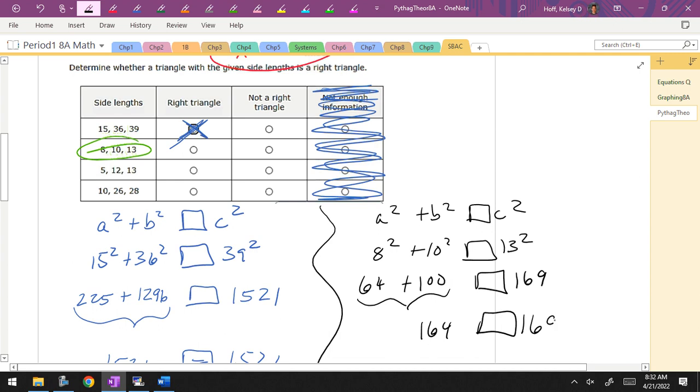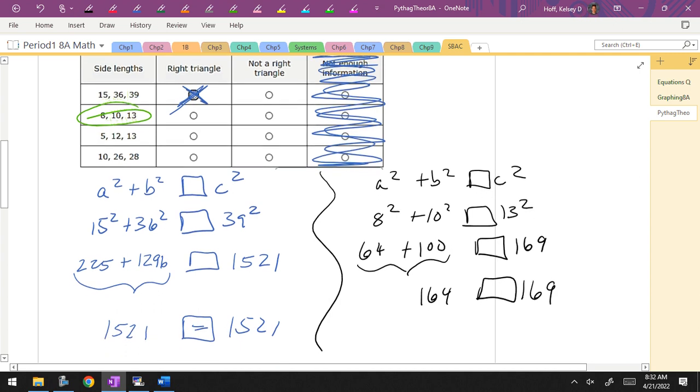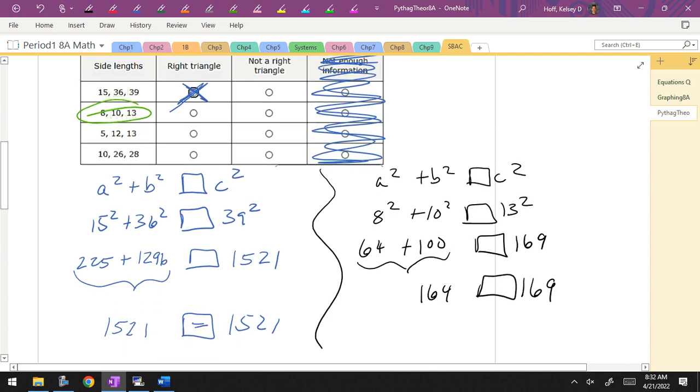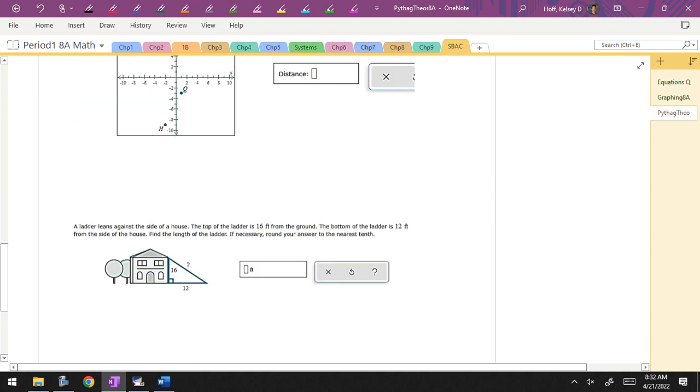I got 164 on the left and 169 on the right. So what does that tell you? Not a right triangle. Very good. We're not going to even go any further on that because you can do the same thing. Obviously, on your homework, you'll have to do all those, but we're good on that one. Okay? Flip it over once.